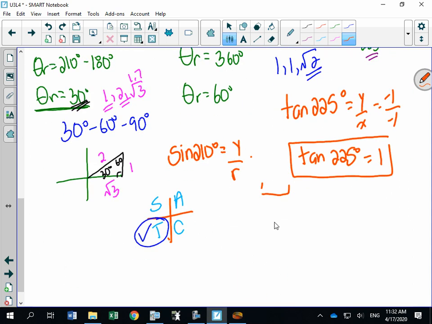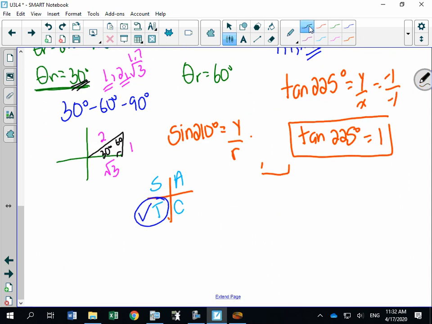Let's check according to my CAST rule. C-A-S-T. I am in quadrant 3, which is right here. And in that quadrant, tan is positive, and sure enough, tan is positive there. So the tan of 225 degrees is equal to 1.